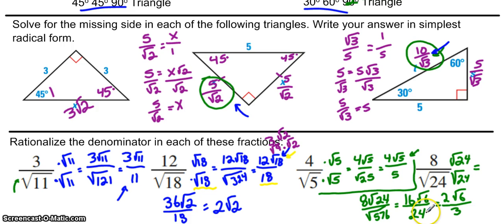But we're not done yet. Look, 16 over 24, we can simplify that numerator and denominator by dividing both by 8. So instead of 16 over 24 square root of 6, we have 2 square root of 6 over 3.